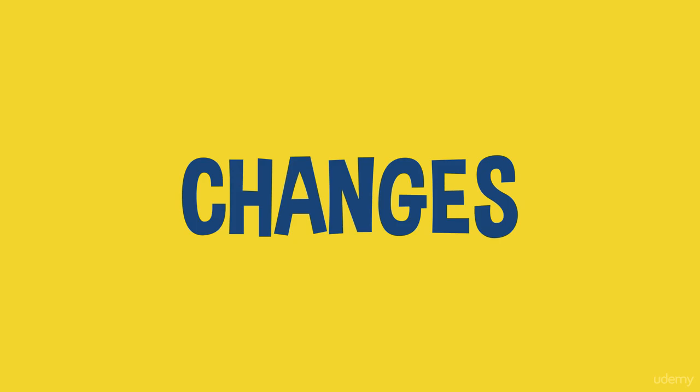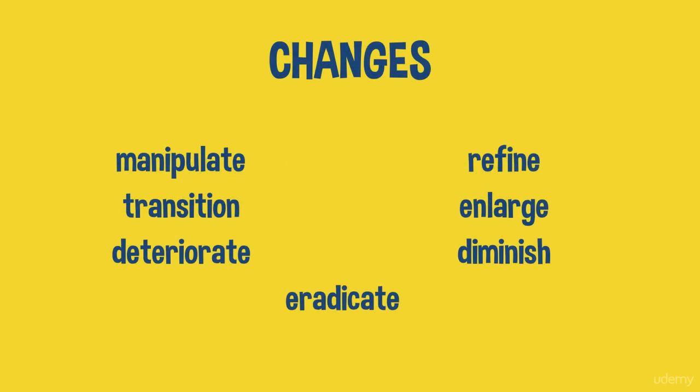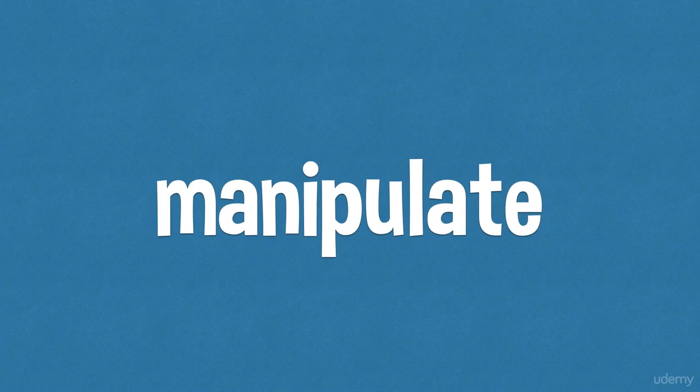In this lecture, we're going to look at some vocabulary connected to changes. And here are the 7 words that we're going to look at: manipulate, refine, transition, enlarge, deteriorate, diminish, and eradicate. So the first word is manipulate.